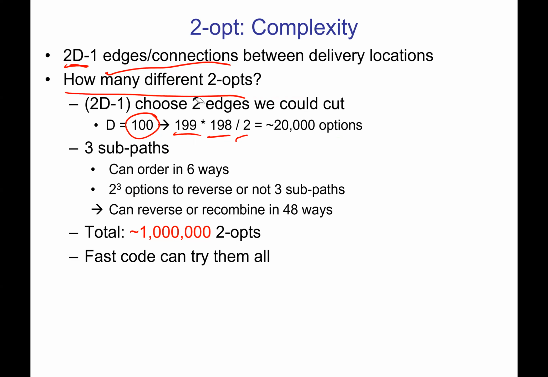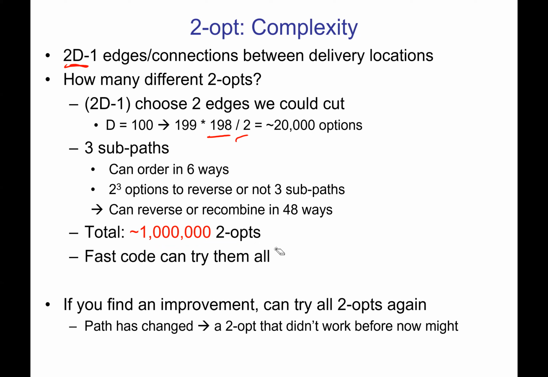So in total, that means there are about 1 million 2-opts that we could do for a problem this size, which is a lot, but fast code can try them all. So you can actually write code that will try all those options and just say, most of them will be bad ideas. It'll say their travel time's worse or they're illegal, it's not a good idea, but some of them will probably wind up being good ideas, and you can get improvements by doing them. If your code is fast, you can just try them all.